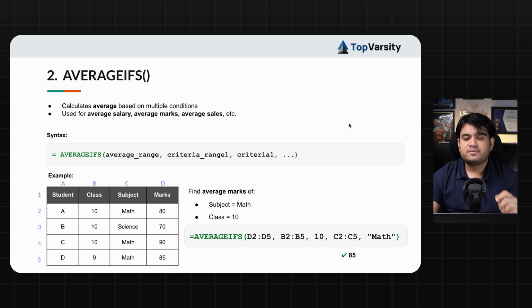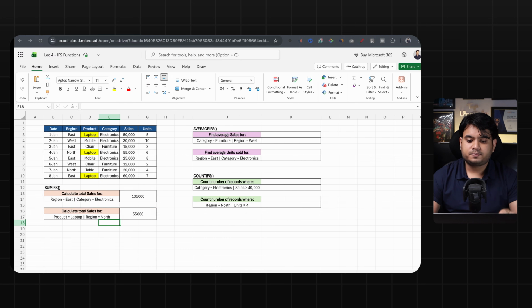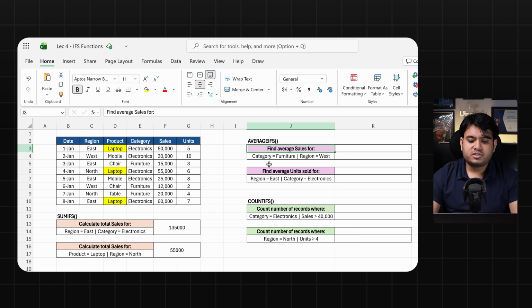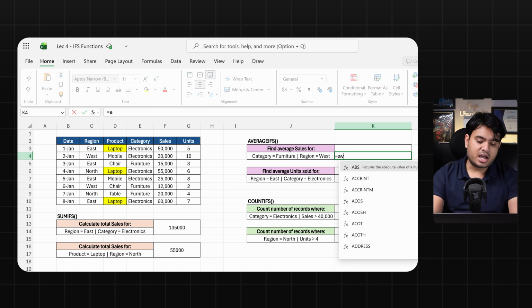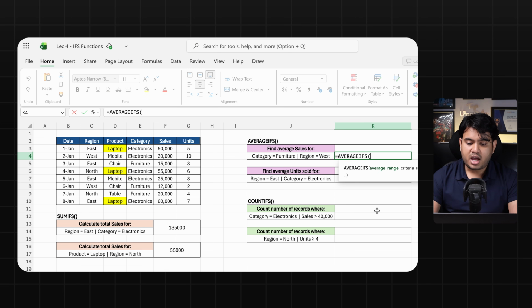Now we'll solve the AVERAGEIFS with an example. Okay, for that I have these two examples that we need to solve. Find the average sales for category should be furniture and region should be west. Now here I am writing the formula which is AVERAGEIFS, and the average range should be your sales, since we need to find the average sales.